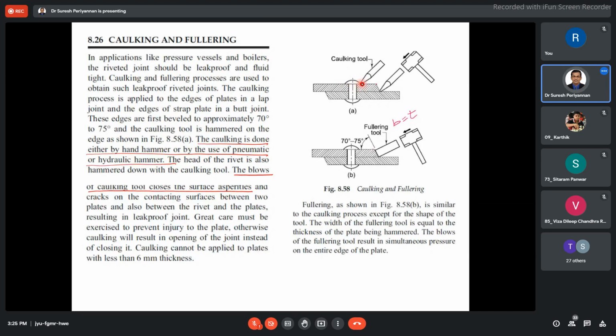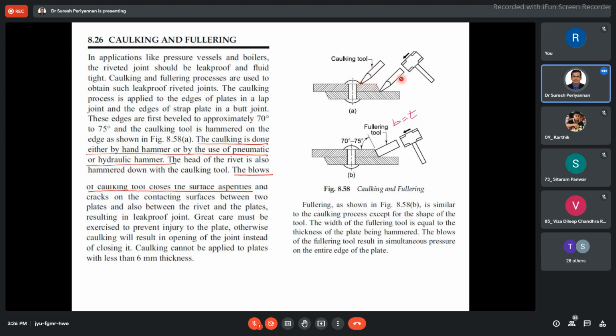That's what the tip of the tool does: it forces down the edges of the joint as well as the edges of the rivet head. Then the gap is closed. Hence it closes all the asperities in the contacting surface, and the gap between the rivet head and the plate is closed. This is our plate, the plate which we have joined.